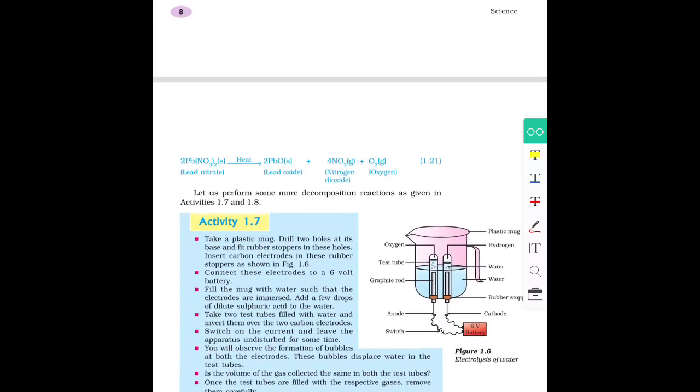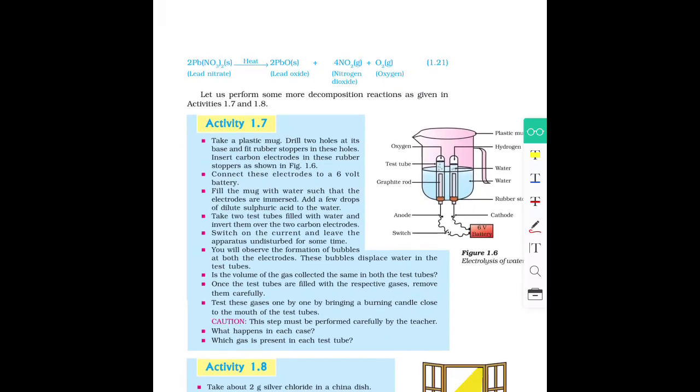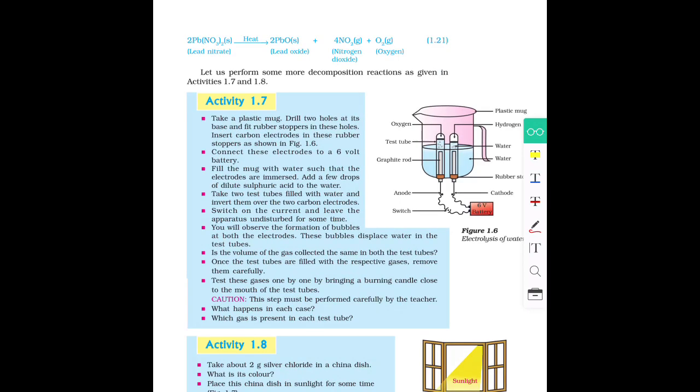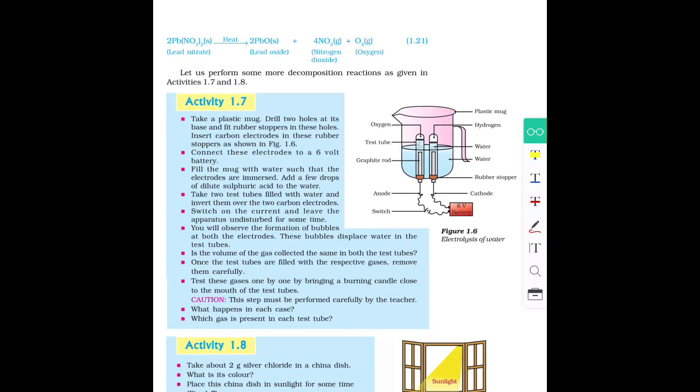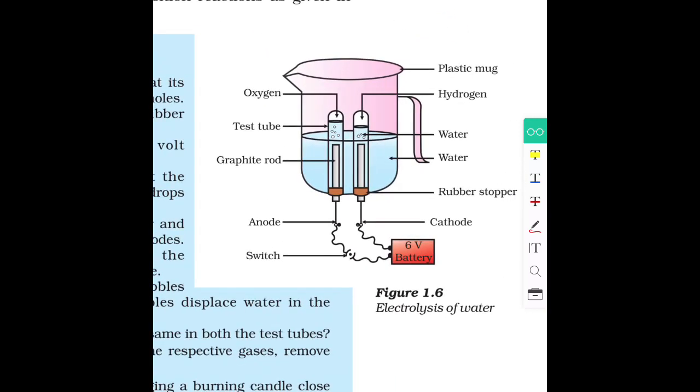Let us perform some more decomposition reactions as given in activity 1.7 and 1.8. This is a very important topic about electrolysis of water. You can see the diagram. In the diagram, there is a glass tumbler. In the glass tumbler, they have fixed... You can use a plastic mug as well or a glass tumbler as well.